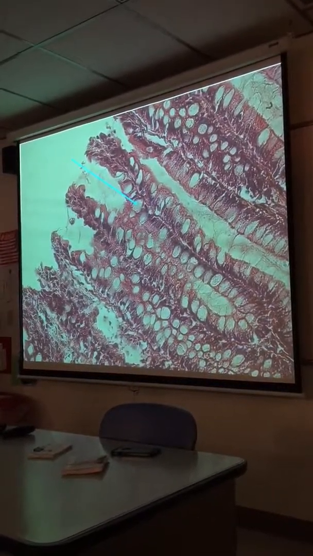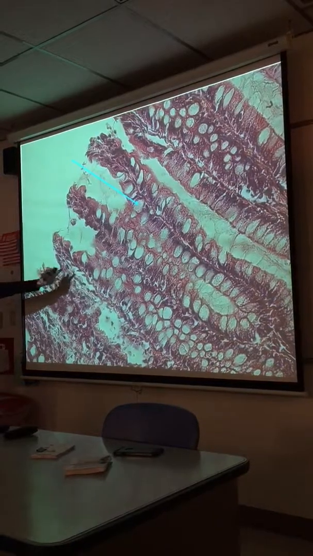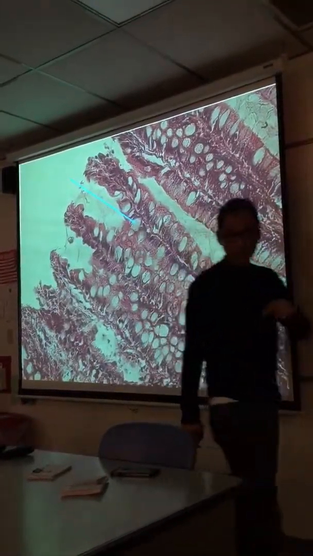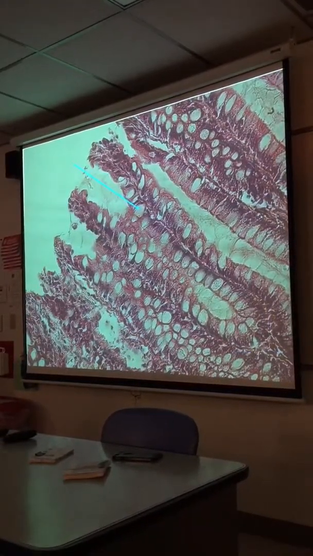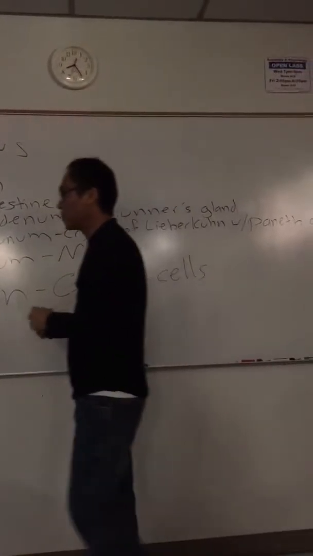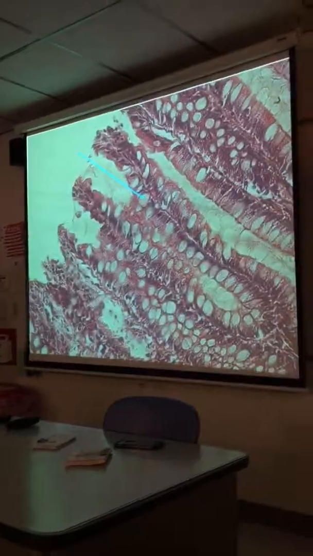The most important thing about the mucosa of the colon, look at all the goblet cells. I mean, I point to one, but look at them all. Goblet cells are mucus cells, right? I mean, the whole colon is about 25% goblet cells, so you know they're important.